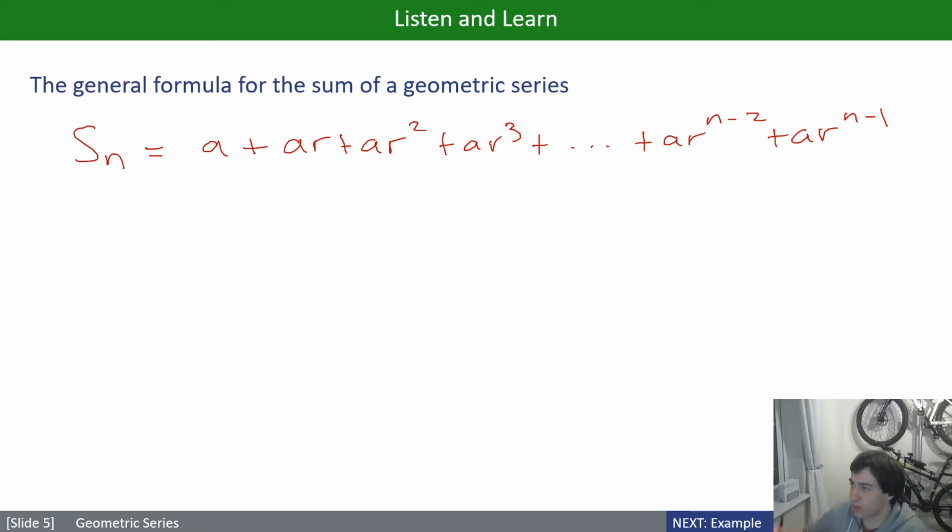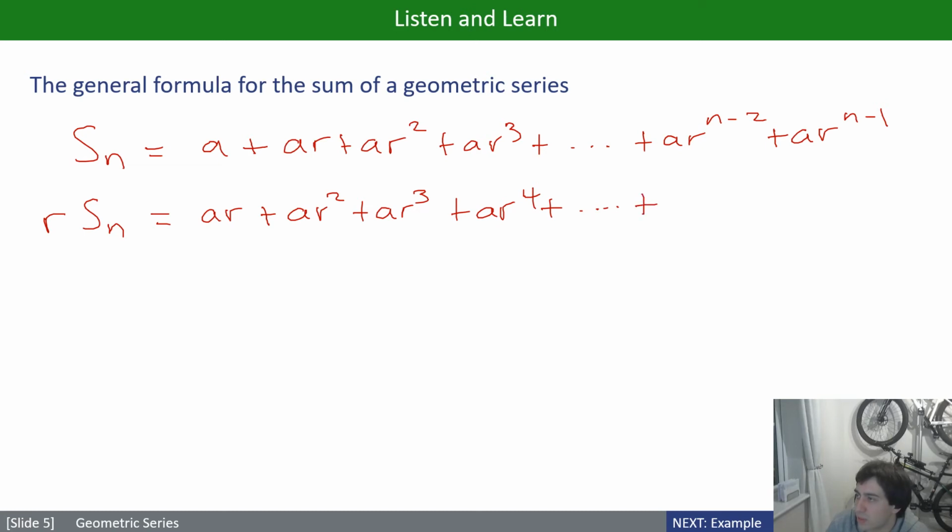So if you're confused about why I'm doing this, don't worry, it's right to be confused, but you'll see why it works. I'm going to multiply both sides of this equation by r. So I get r times Sn equals, and now let's multiply all of these terms by r. So a goes to ar, ar goes to ar squared, ar squared goes to ar cubed, ar cubed goes to ar to the 4, I've still got dot dot dot, ar to the n minus 2 goes to ar to the n minus 1, and finally I've got an ar to the n now. Okay, so I've got the top equation and then a new equation on the bottom.